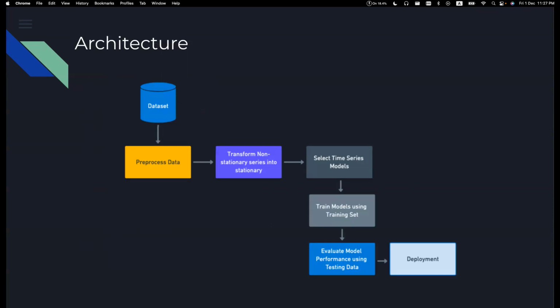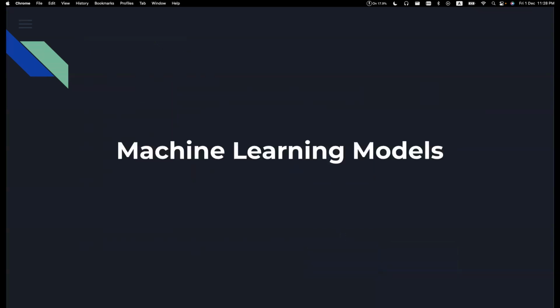We did some data pre-processing, and then we transformed the non-stationary data to stationary by different means like differencing and lagging. Then we selected various time series models, which will be discussed in the further slides. We split the data into training and testing, and evaluation was performed. Once we trained the model and evaluated it, it went to the deployment side. The next slide will be covered by Farhan Bhai.